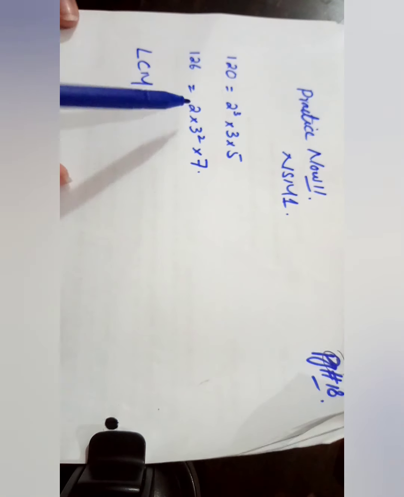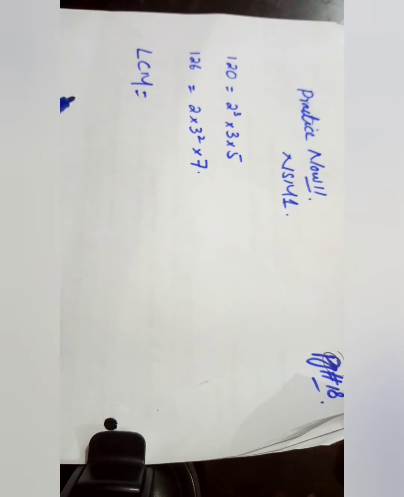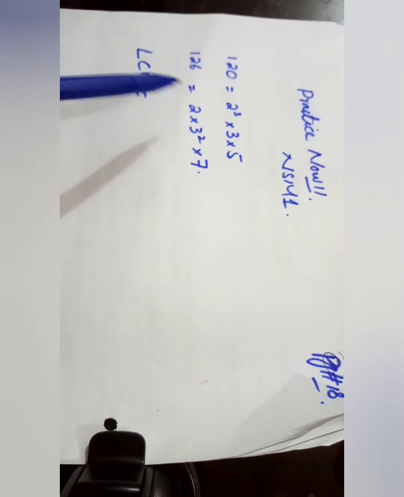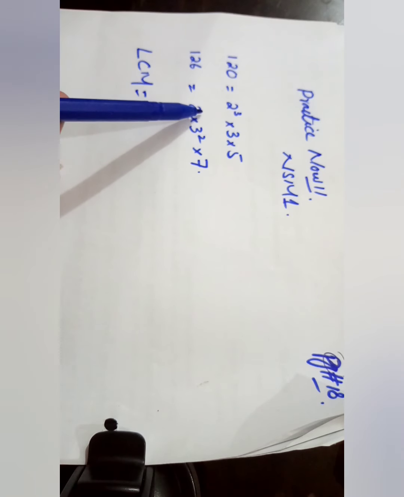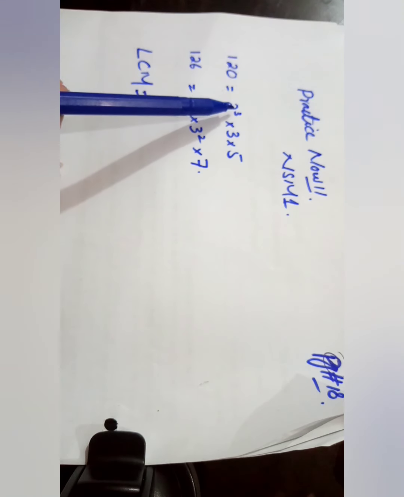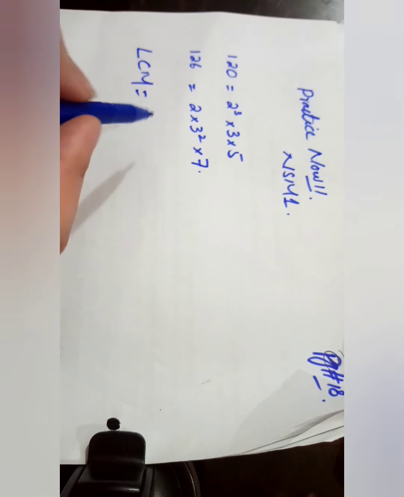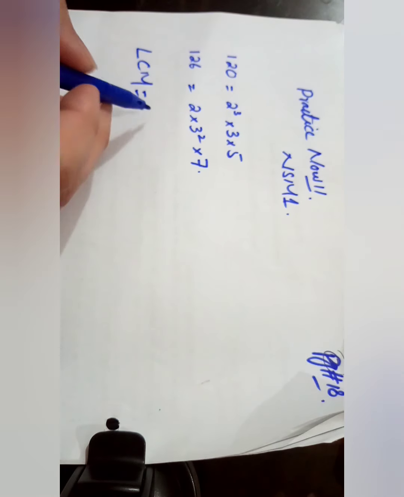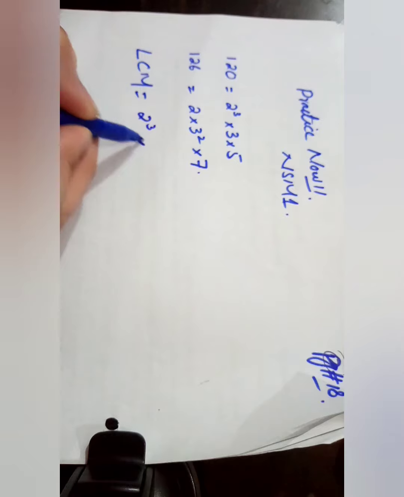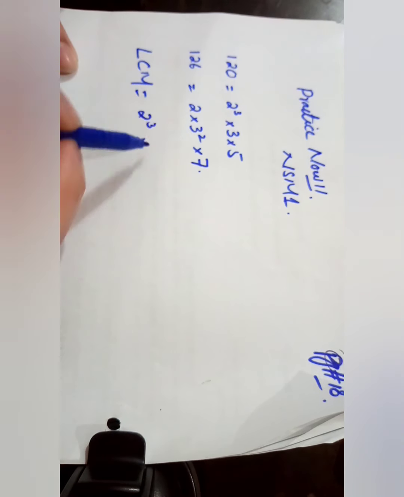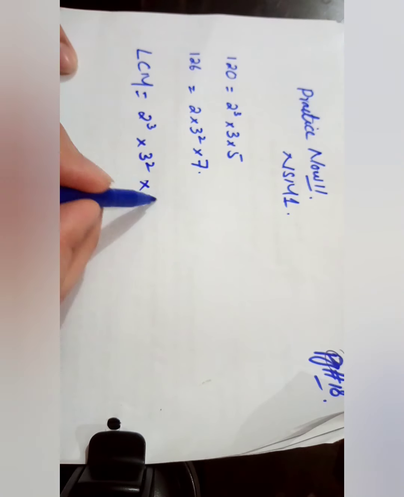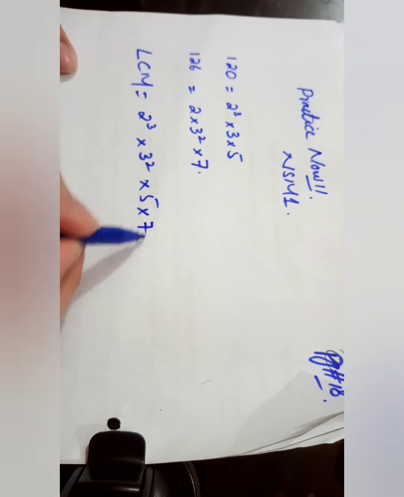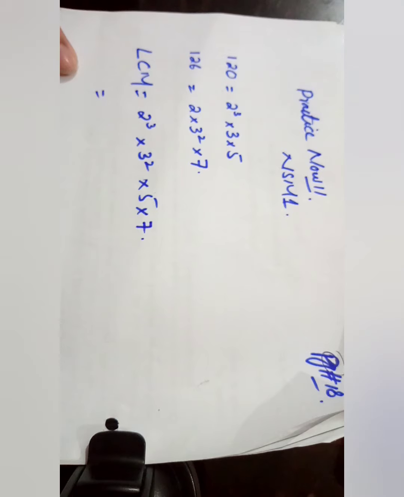As I just taught you, we just take the greatest power. In 126's factors, 2 has a power of 1, but in 120 we have the power of 2 as 3. What is the highest power? Definitely the highest power is 2 power 3. We will take that. Then between 3 power 1 and 3 power 2 we will take the larger value, 3 power 2, and then 5 and 7. So we just multiply this.